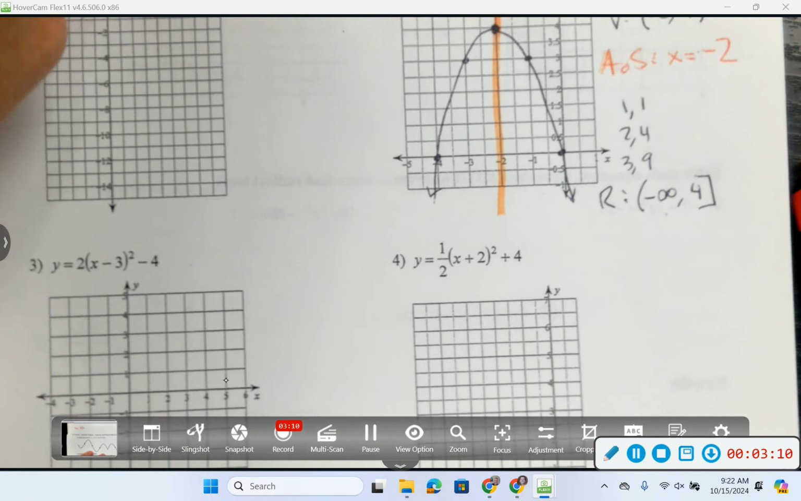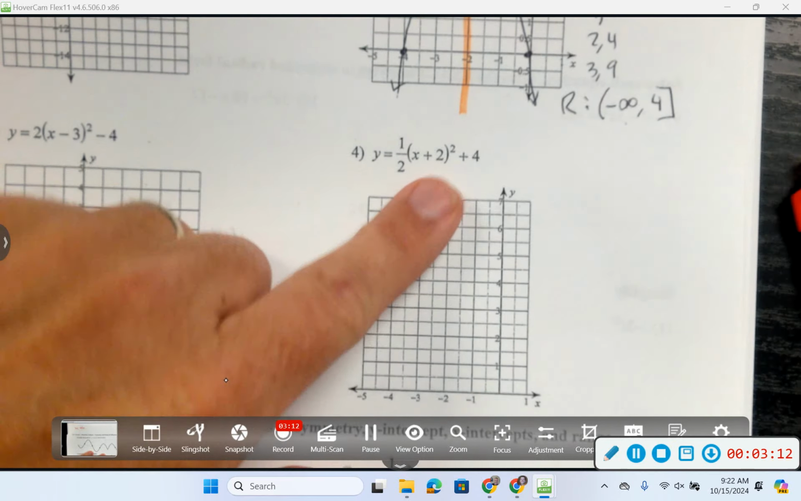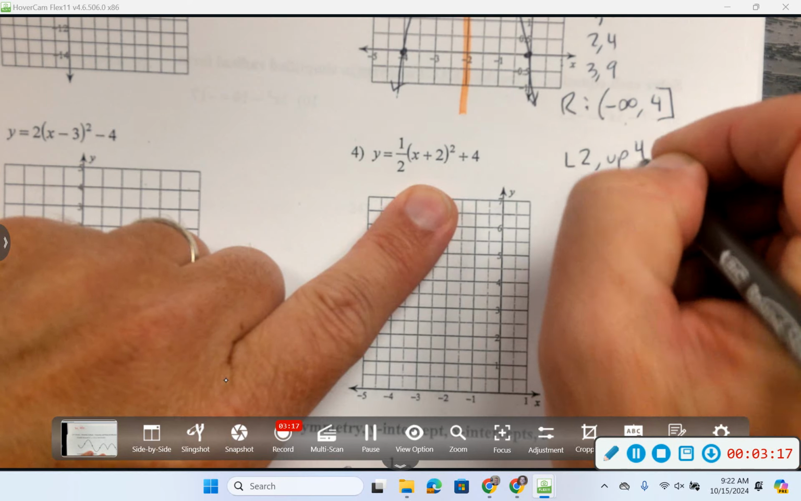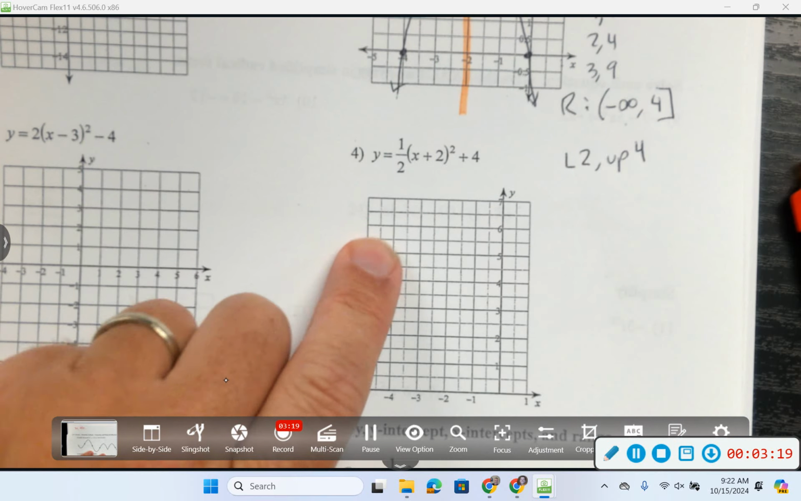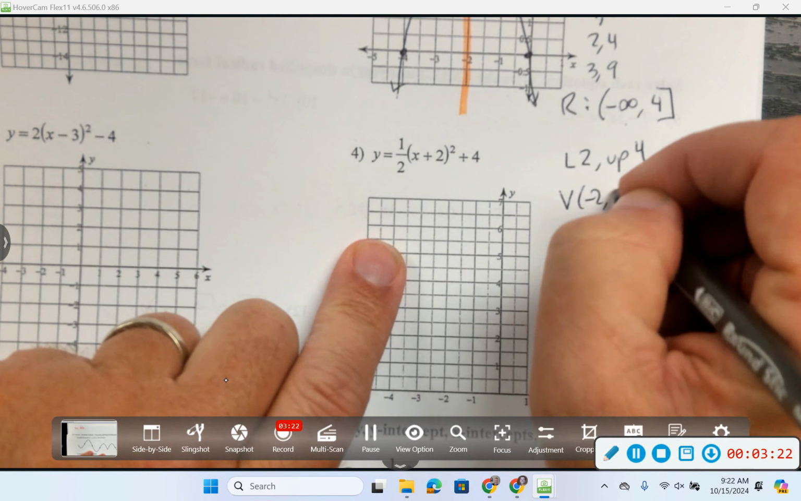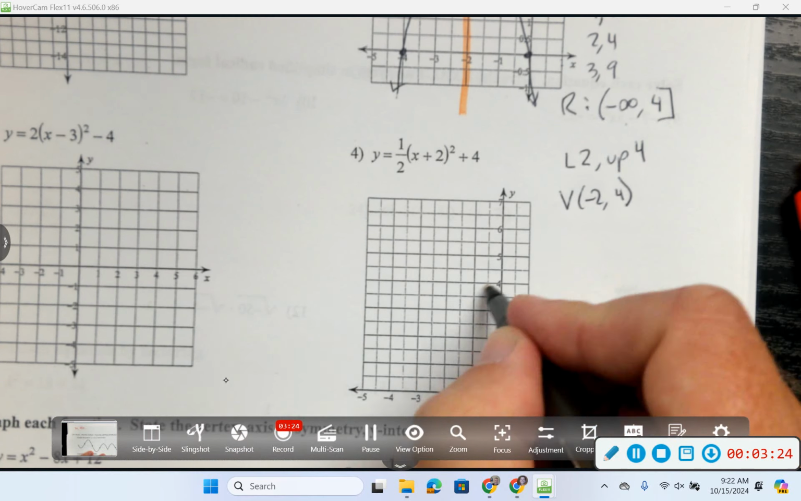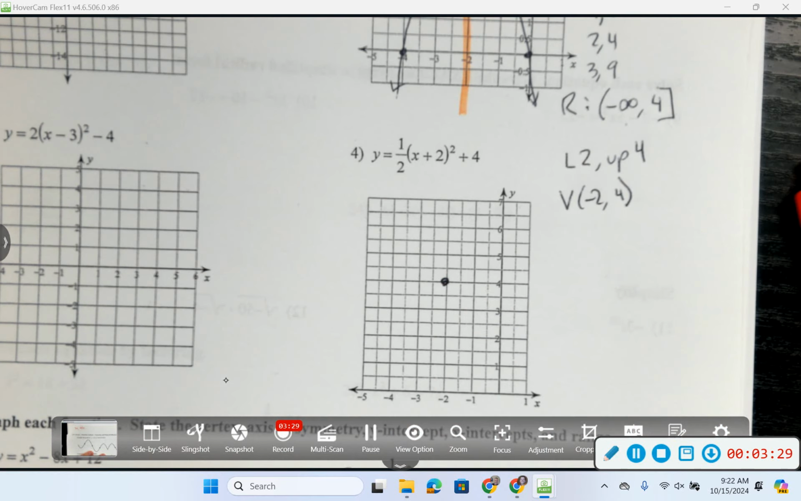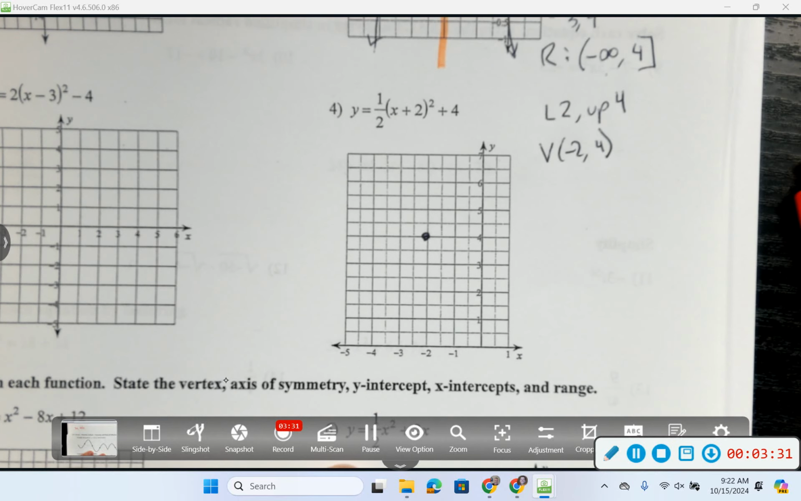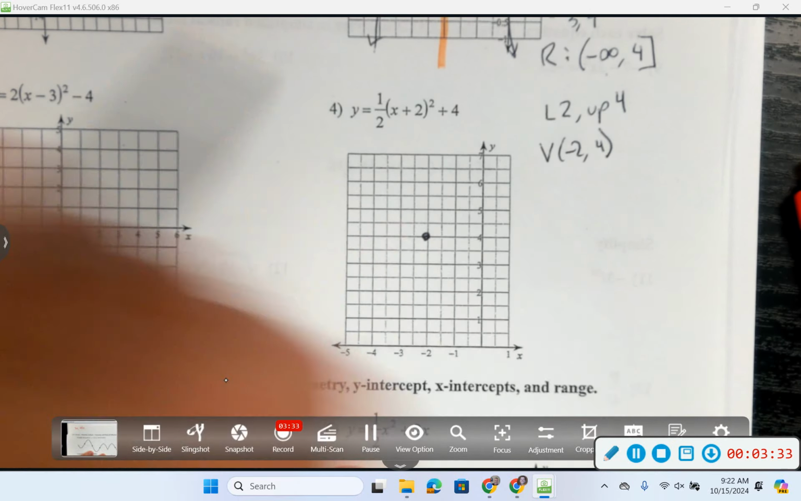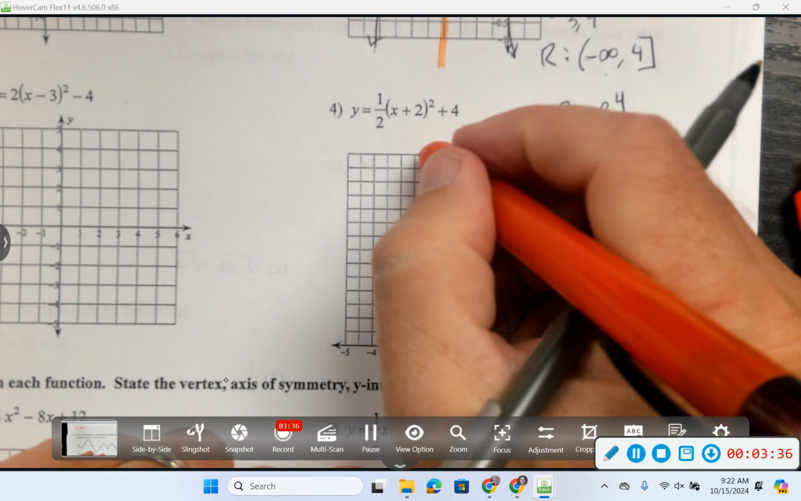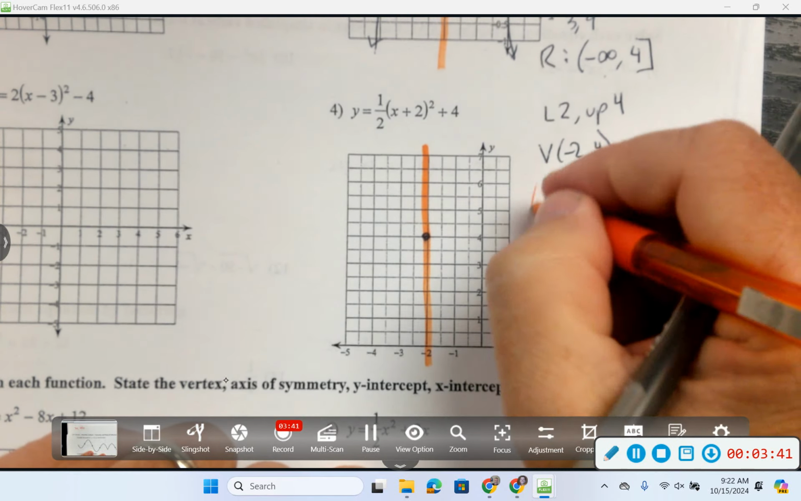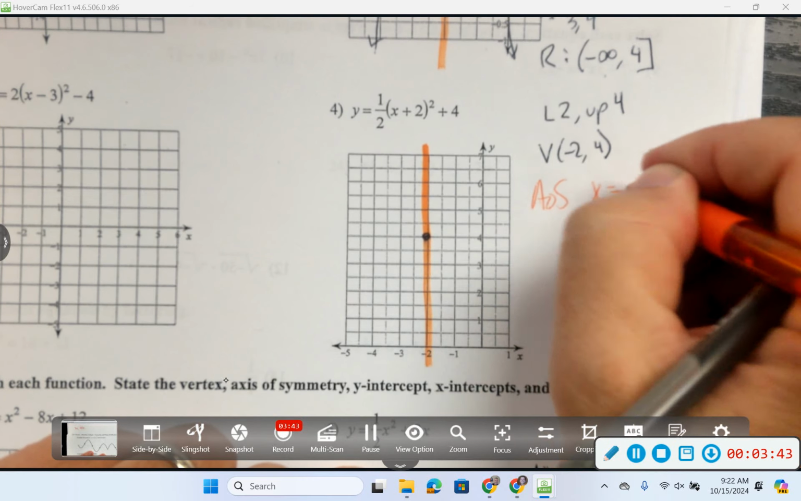Number 4. Got a 1/2 out front. Don't worry about that in a minute. It's another left 2, up 4 problem. I don't know, that seems kind of weird. It's the same vertex, -2, 4 as that last one. And again with the scale that's kind of weird, so be careful. Axis of symmetry always goes through the vertex. So x equals -2.